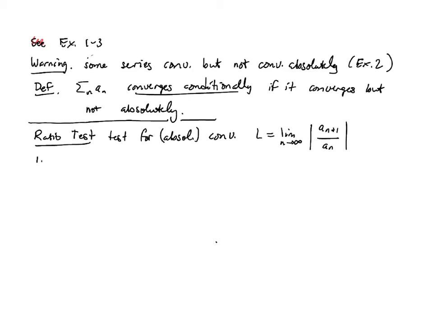The first piece says that if L is less than 1, then the series with terms a_n converges absolutely. In particular, because of the fact on the previous page, it says that the series converges.